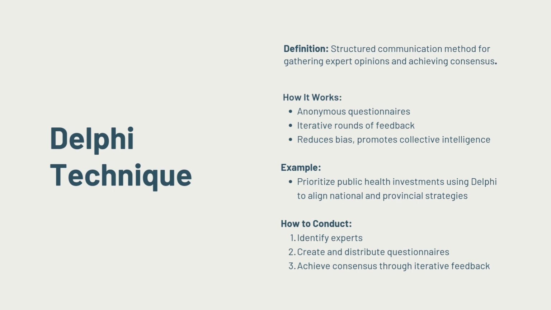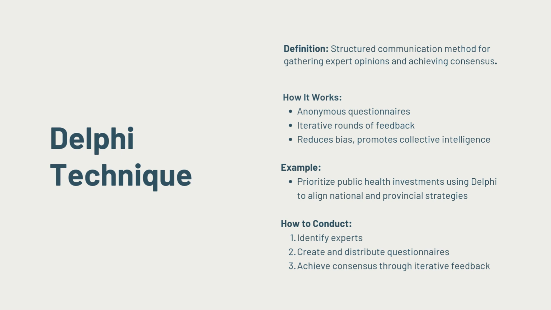The process starts by selecting a panel of experts who answer questionnaires anonymously. These responses are then summarized and shared with the group. The experts can revise their opinions based on the feedback they receive. This back and forth continues for a few rounds until the group reaches a consensus. This technique is often used in policy formation, strategic planning, and even in forecasting future trends.